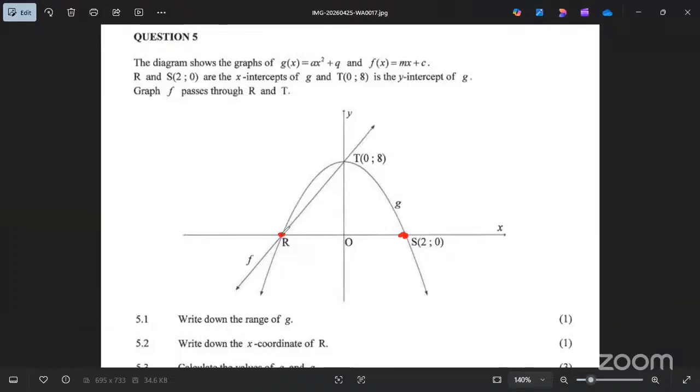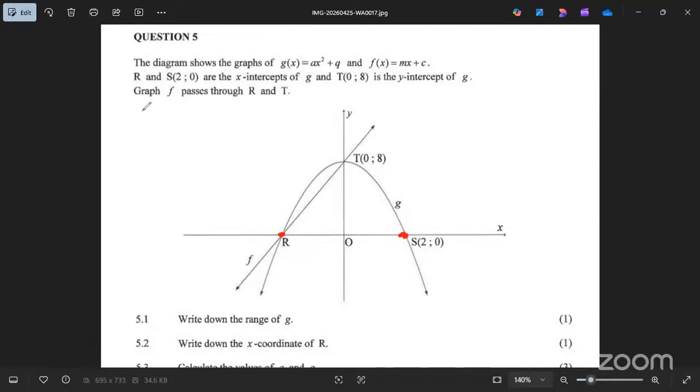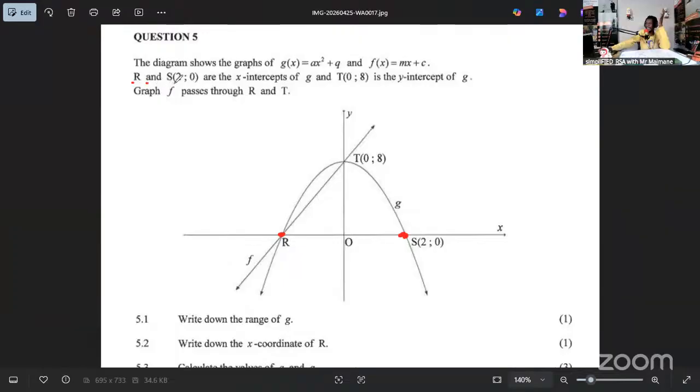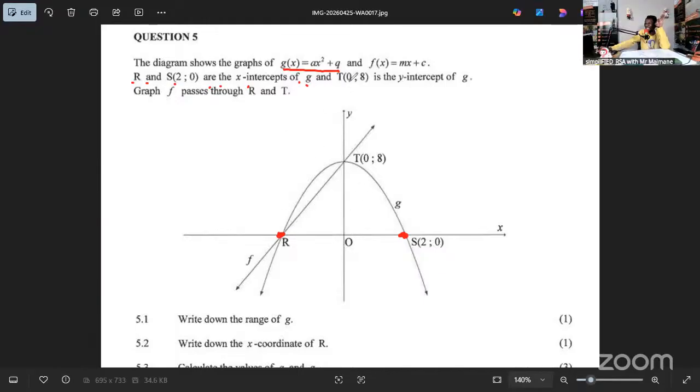Is R's coordinates not going to be the inverse of S's coordinates? Besides that, they are the x-intercepts. So R and S are the x-intercepts of G, and G is a parabola. It must have two x-intercepts. So R and S are those x-intercepts, and T is the y-intercept.